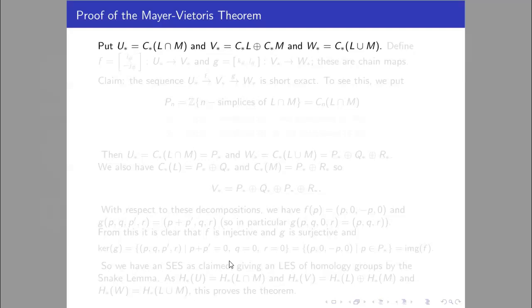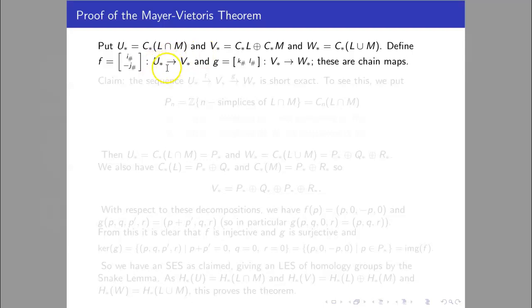Okay, so to prove it, we need three chain complexes. They're going to be like this. Our U star is going to be just the chain complex for the intersection. Our W star is the chain complex for the union, and our V star is the chain sum of the chain complexes for the two things.